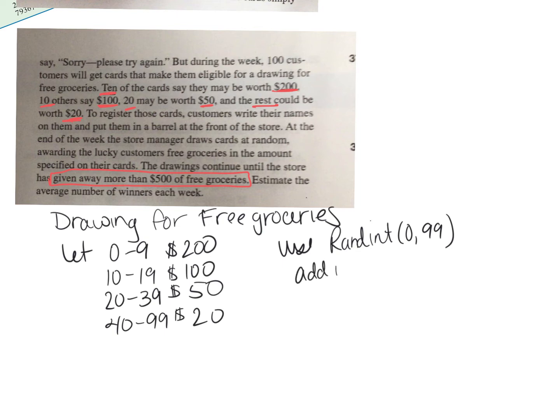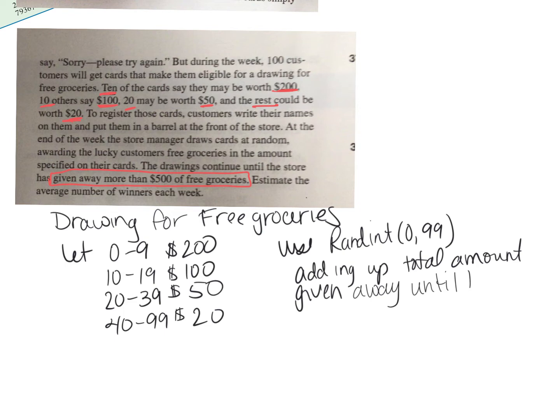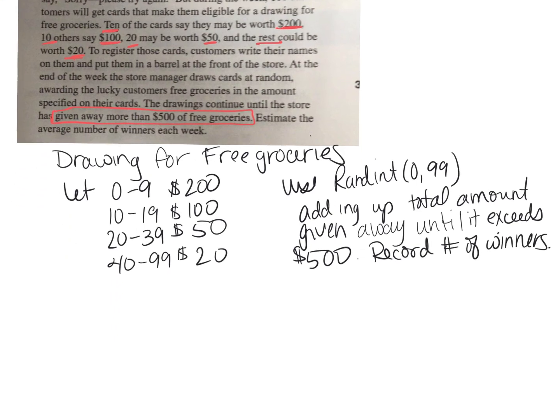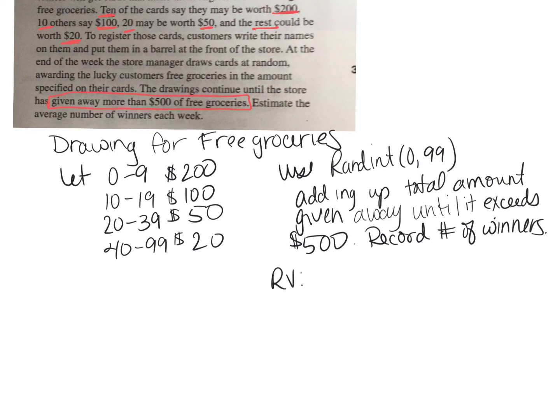Adding up total amount given away until it exceeds $500. We're going to record the number of winners. Okay, so our response variable is the average number of winners each week.